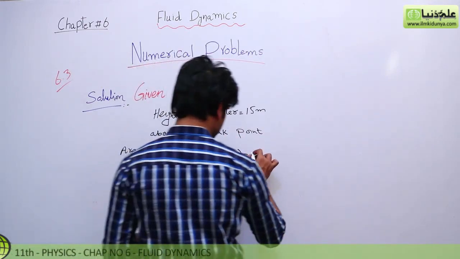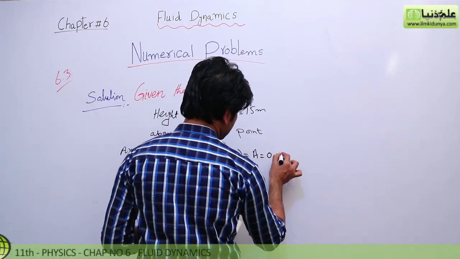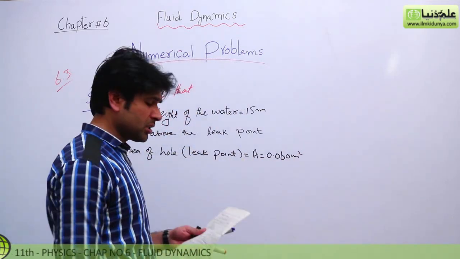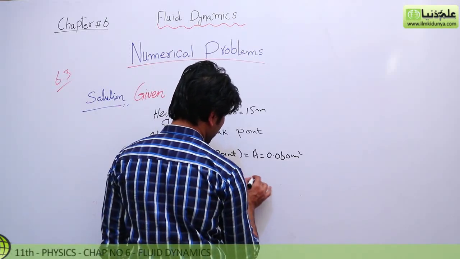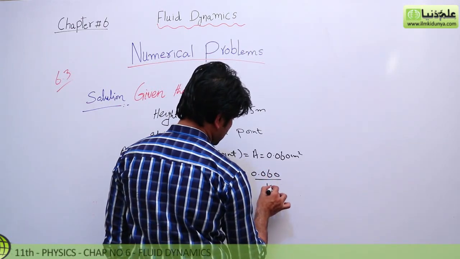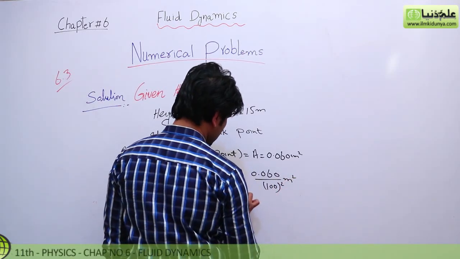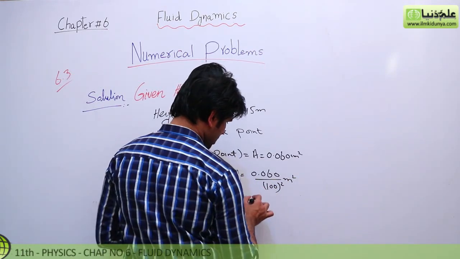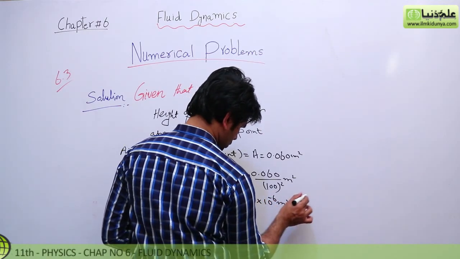The area is given as 0.060 centimeter square. To convert this centimeter into meter, we will divide it by 100 square. This should be meter square, and area becomes 6 into 10 raised to power minus 6 meter square.